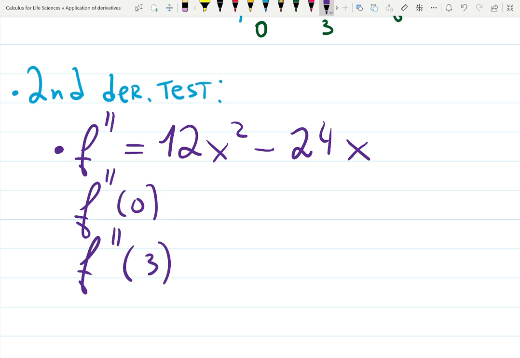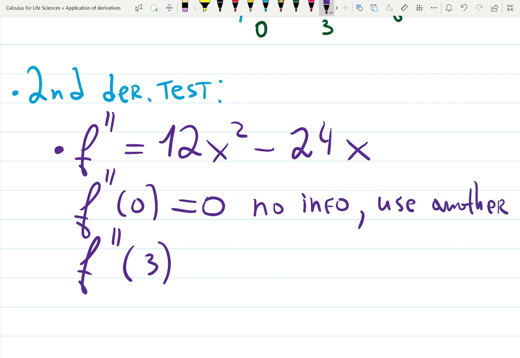So at 0, it is 0. And that's where the second derivative test fails you, because then it says no info. Unfortunately, the test did not work. Use another test.